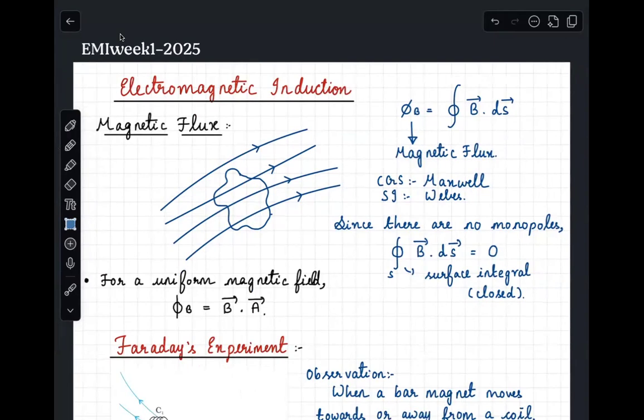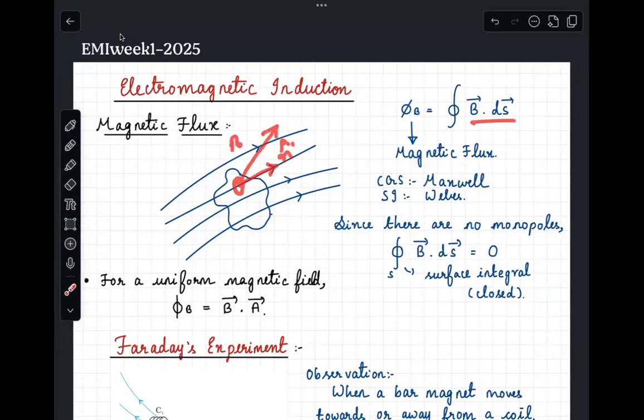You are fond of electric flux, Gauss law and all that you have applied, whereas magnetic flux is also a very similar terminology. The only difference is that magnetic flux is defined as integral B bar dot dS bar. You take one element over here. This is how your normal to the area is.